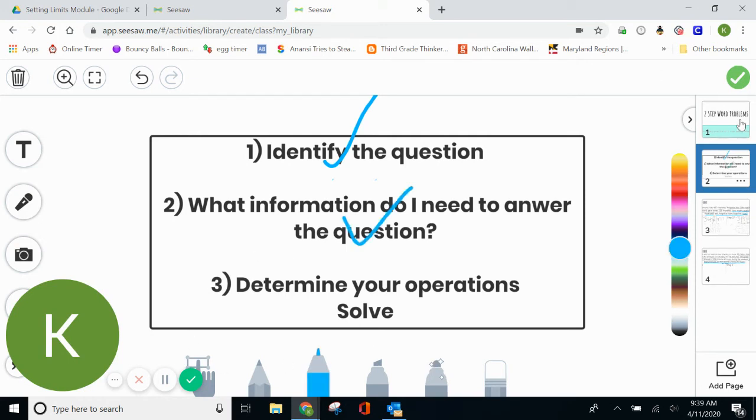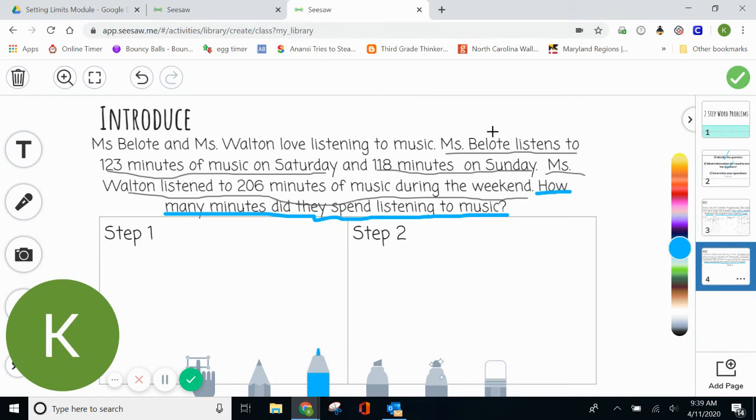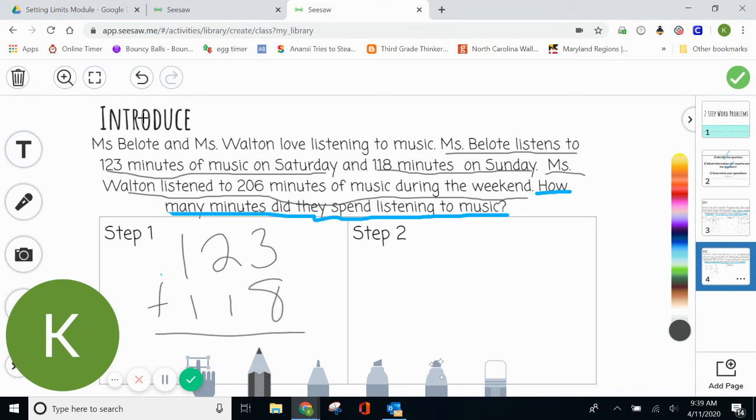Now I need to determine my operations and solve. Well, I need to know Miss Belote's total amount of minutes. So I could add 123 plus 118 as my first step. I want to know how many minutes they spent listening to music together. So that means in my second step, I'm going to end up adding again. And it's going to be to Miss Walton's total of 206 minutes. I won't know the total that I'm adding to it until I solve for Miss Belote.